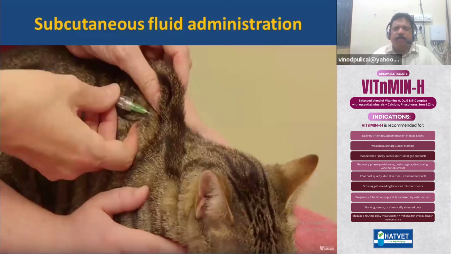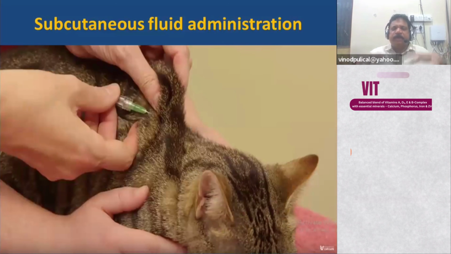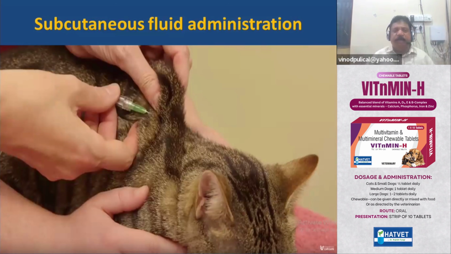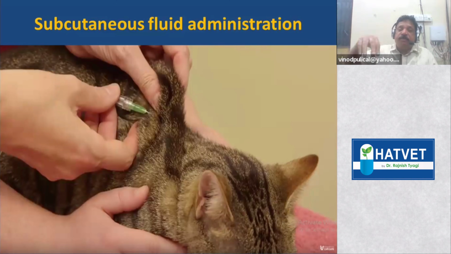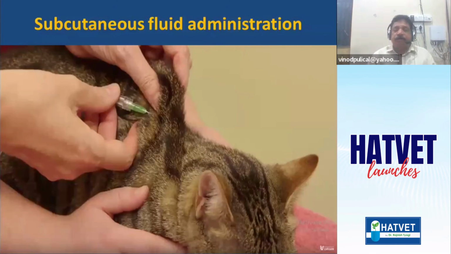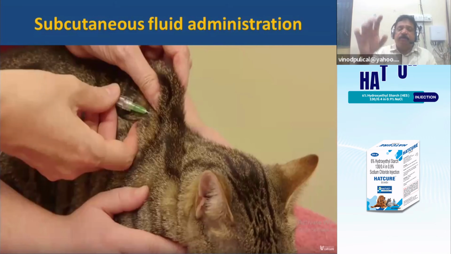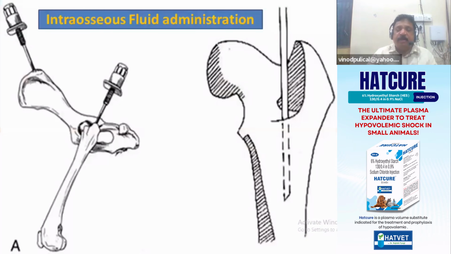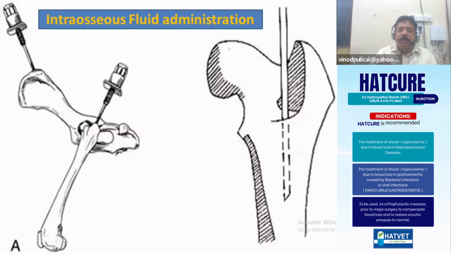This is how we give subcutaneous fluid. Subcutaneous injection always should be given on the dorsal region only, never on the ventral region like the flap of the flank. Always on the scruff of the neck or over the rump, preferably on the scruff of the neck where there is too much loose skin. And sometimes in small kittens and neonates, you can go for even intraosseous fluid administration. I do it very regularly.